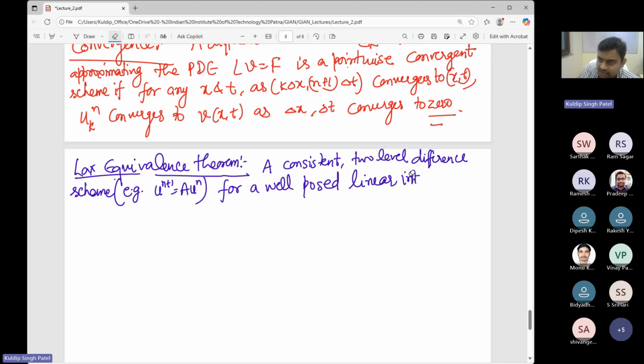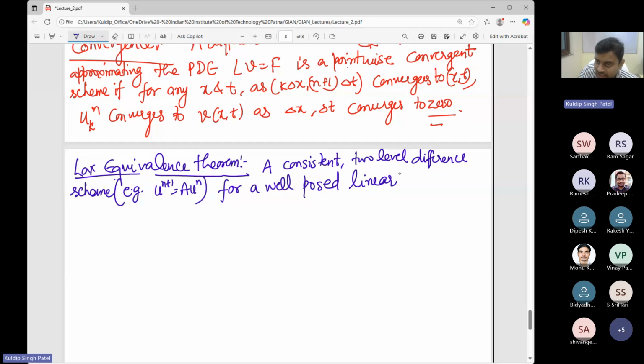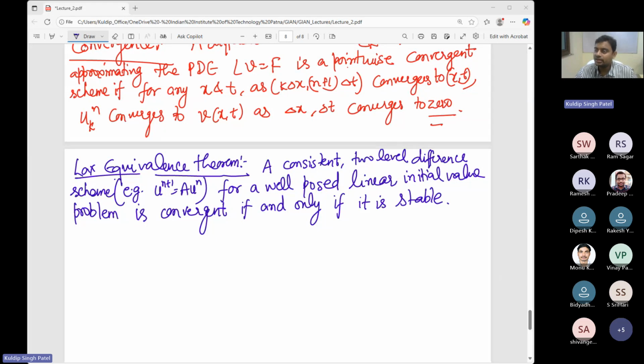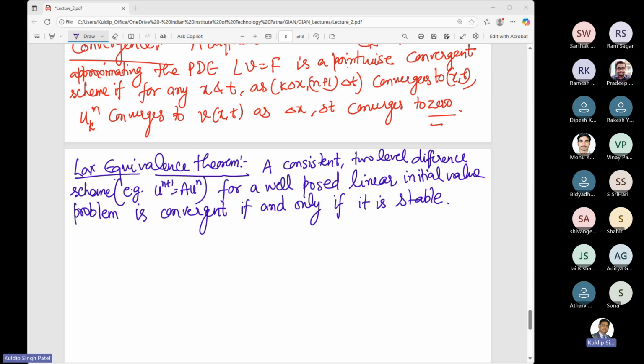is a beautiful result. Did anyone from the audience hear it earlier? A well-posed linear initial value problem is convergent if and only if it is stable. What it says, let us try to understand. If you have this kind of difference scheme, u^(n+1) equals A u^n, and it is coming from a partial differential equation initial value problem. Initial value problem means you have an equation and you have an initial condition.